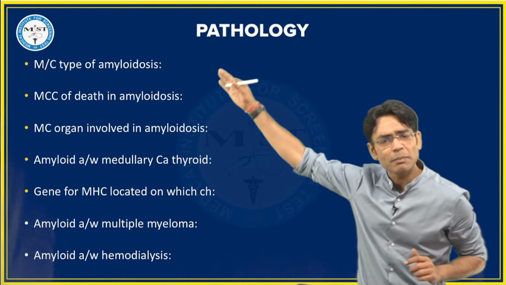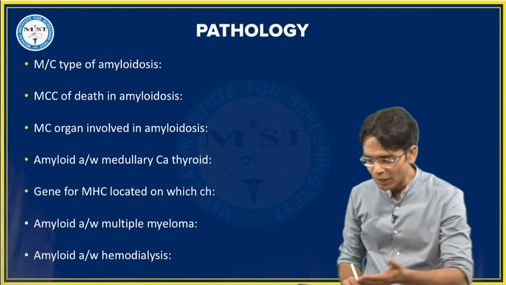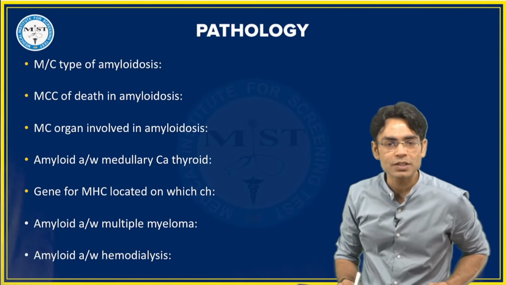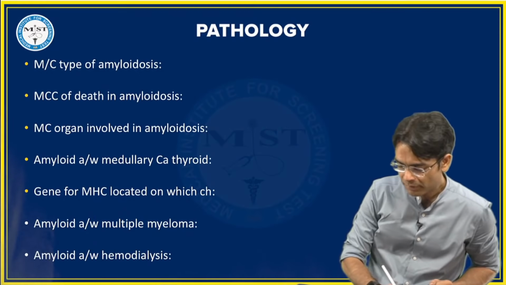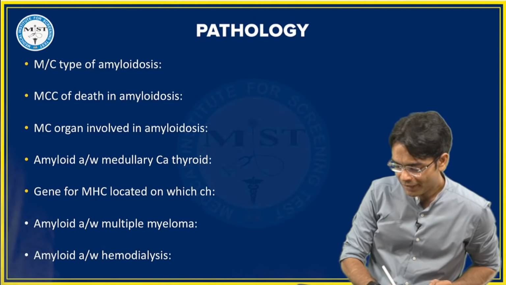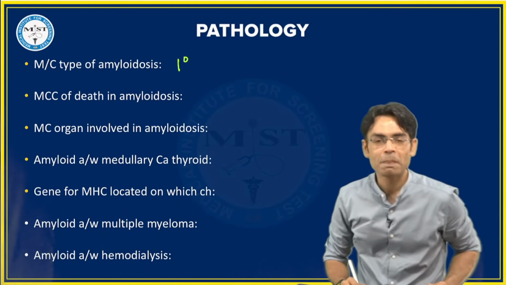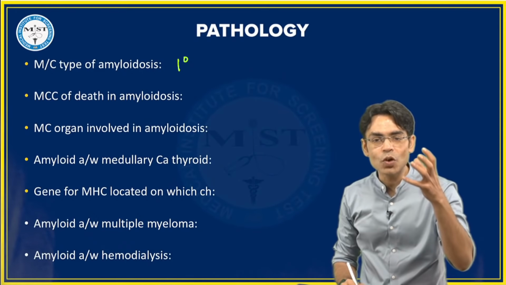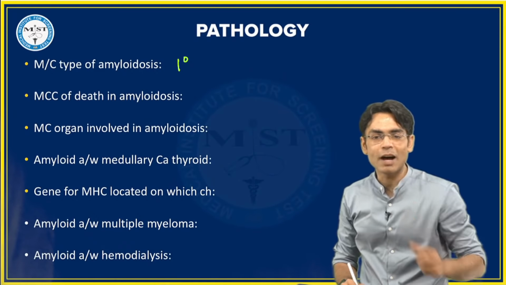Let's write everything down and do it quickly. You are giving different answers. So let's see: most common type of amyloidosis. Most common type, this is your primary. Most common cause of death in amyloidosis. What is the organ which is going to cause amyloidosis?